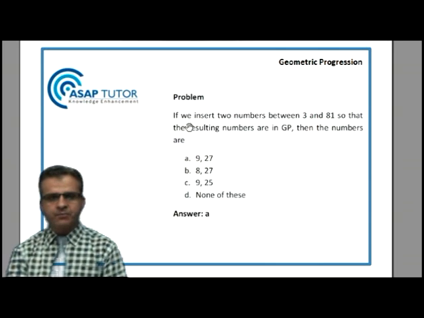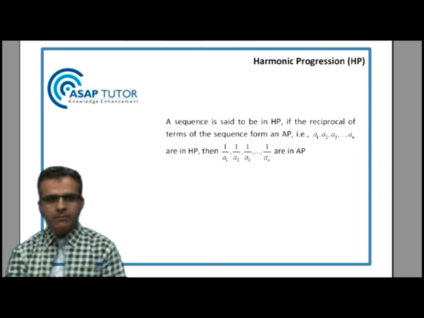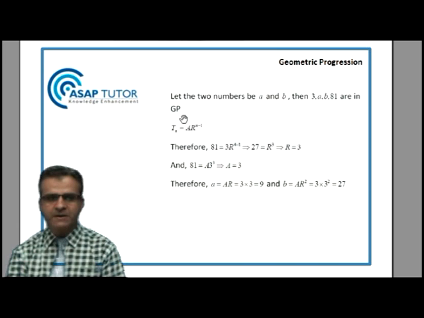Now let's take one problem. If we insert two numbers between 3 and 81 so that the resulting numbers are in GP, that is, we want to insert two geometric means between 3 and 81, then the two numbers will be 9, 27, 8, 27, 9, 25 or so on. Here the correct answer is A. So let's take the two numbers to be A and B, and originally we have the numbers 3 and 81, so therefore 3, A, B and 81 are in GP.